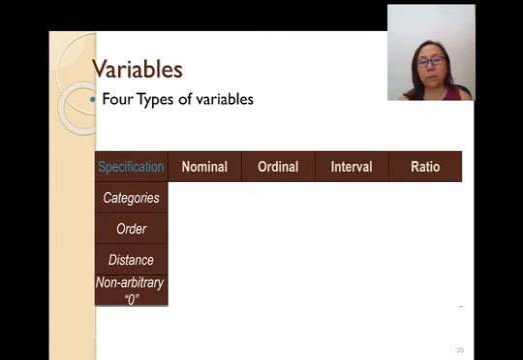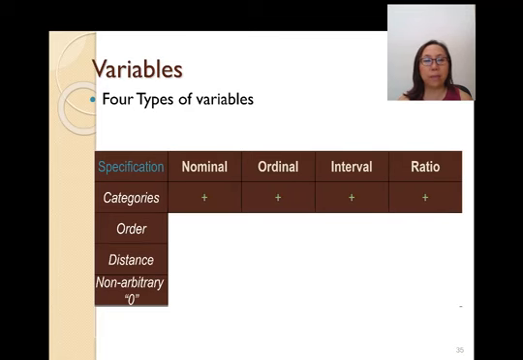So categories, just to define quickly what they are, is basically a variable that has categories. So we already indicated that any good variable has to have at least 2 categories.